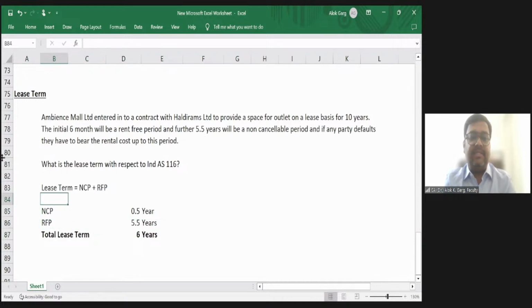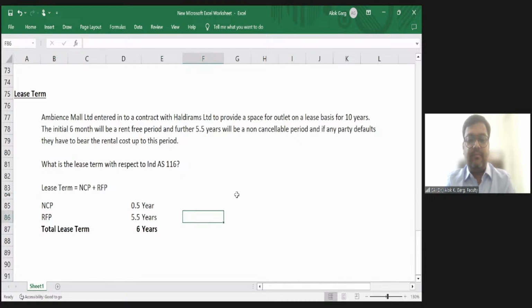My total lease term is 6 years. Is it clear? If you see, out of a 10-year lease contract, 6 years is the lease term. The lease term to be considered for the purpose of Ind AS 116 accounting is the non-cancelable period plus the rent-free period.